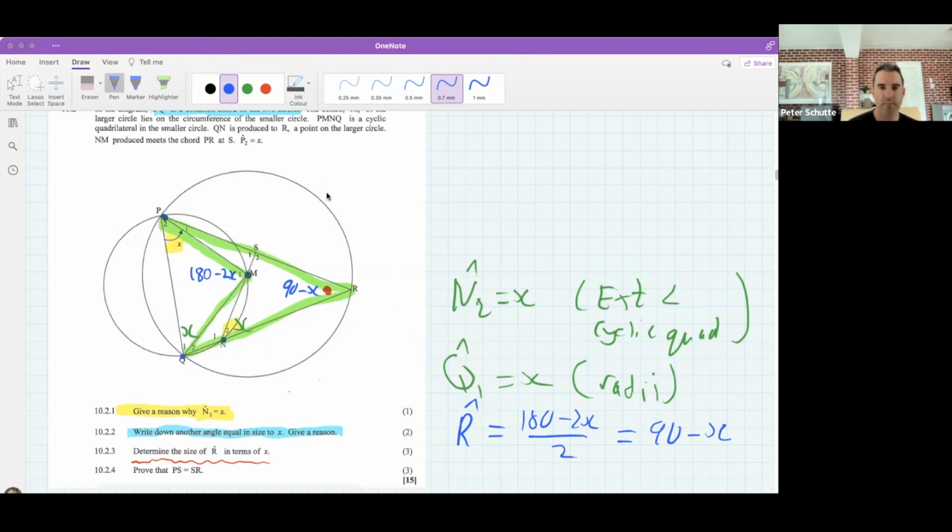Okay, last one for this question. Prove that PS is equal to SR. Oh, I mustn't rub that out. I'll rub this out. Let's just make sense of that question. Prove that PS is equal to SR. So I basically want to prove that this one here is equal to that one there.